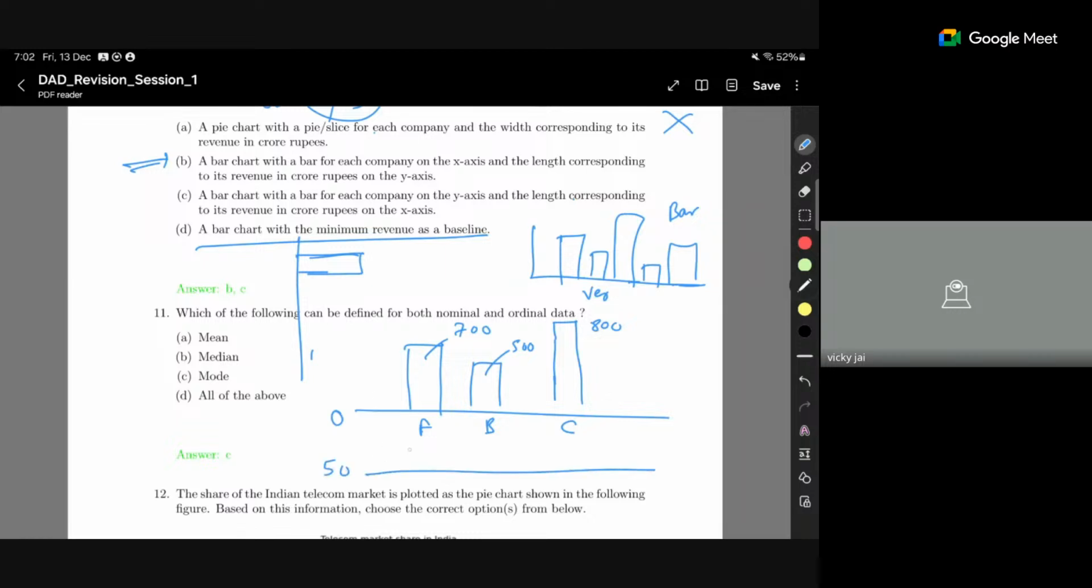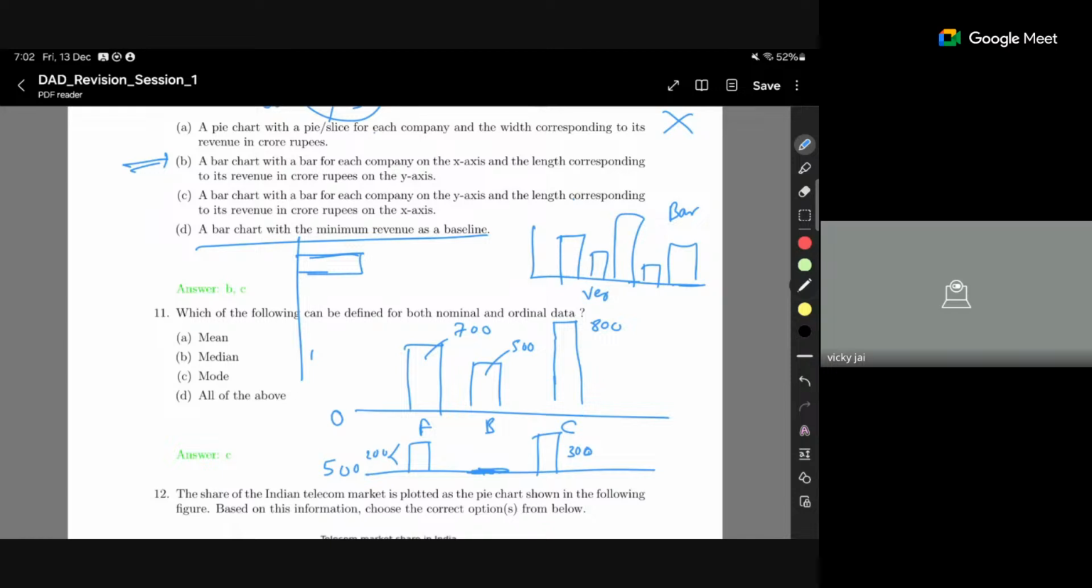Now if I draw for A, it will be 200. So this length will be 200 only, right? I'm writing length here now, not the revenue. Since B is already starting from 500, its length will be nothing, 0, right? And then C will be a little bigger, 300 length, right? So I'm drawing lengthwise because we chose 500 as baseline.